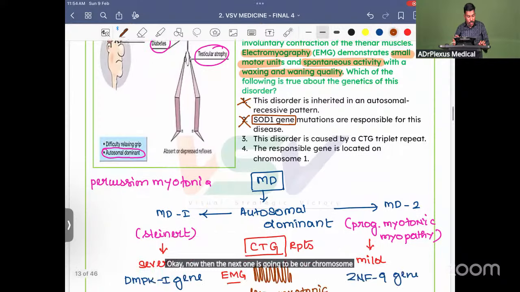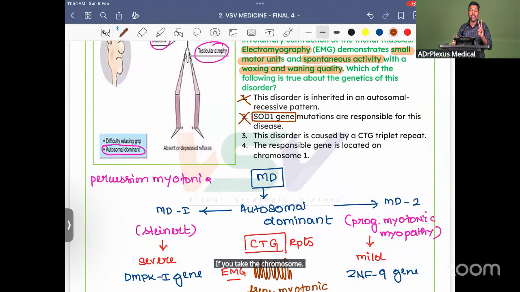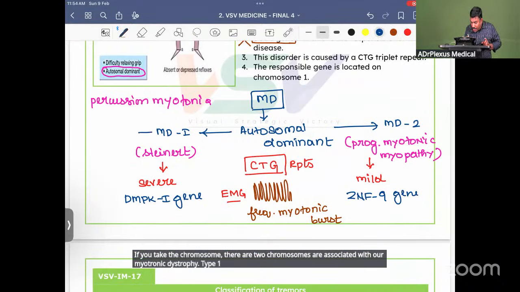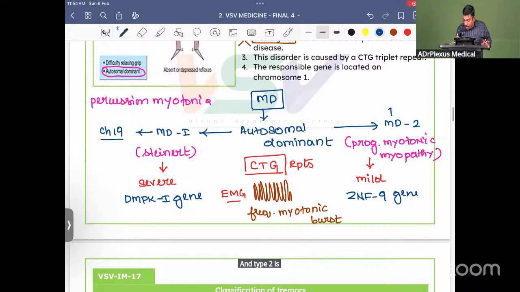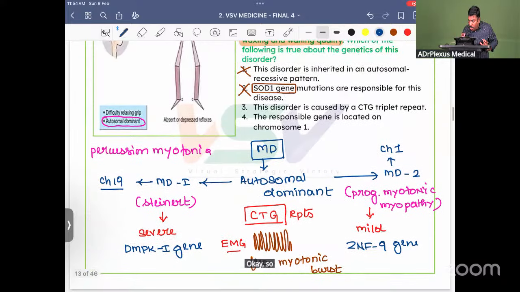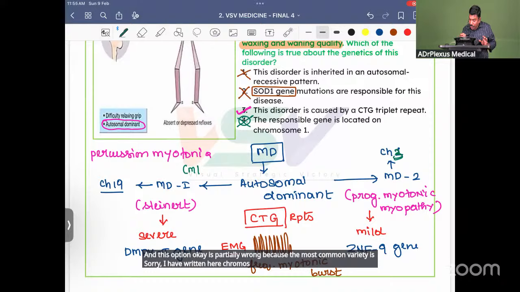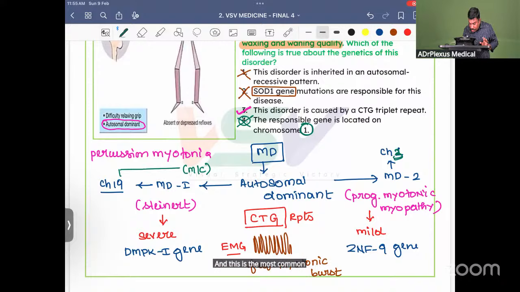If you take the chromosome, there are two chromosomes associated with myotonic dystrophy. Type 1 is associated with chromosome number 19, and type 2 is associated with chromosome number 3. So this option looks correct, and this option is partially wrong. Sorry, I have written chromosome number 1 here, but it is going to be chromosome number 3, and this is the most common condition.